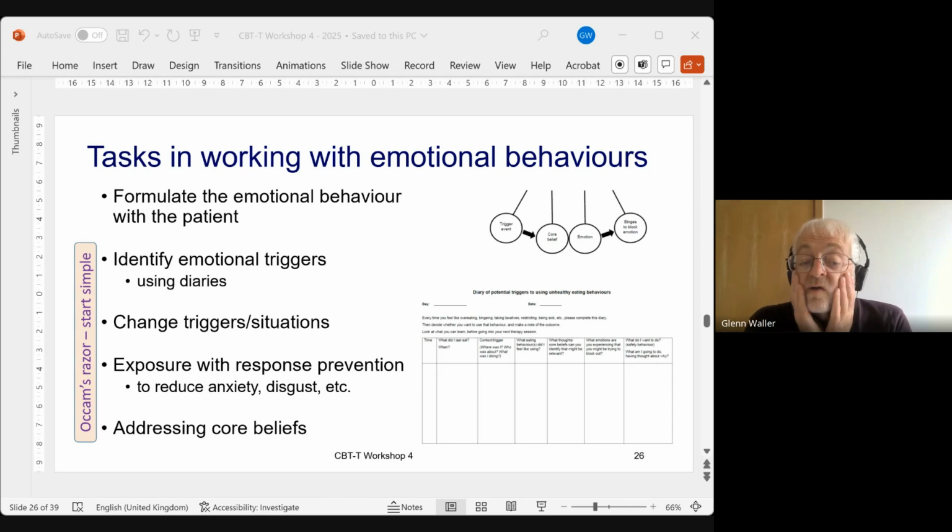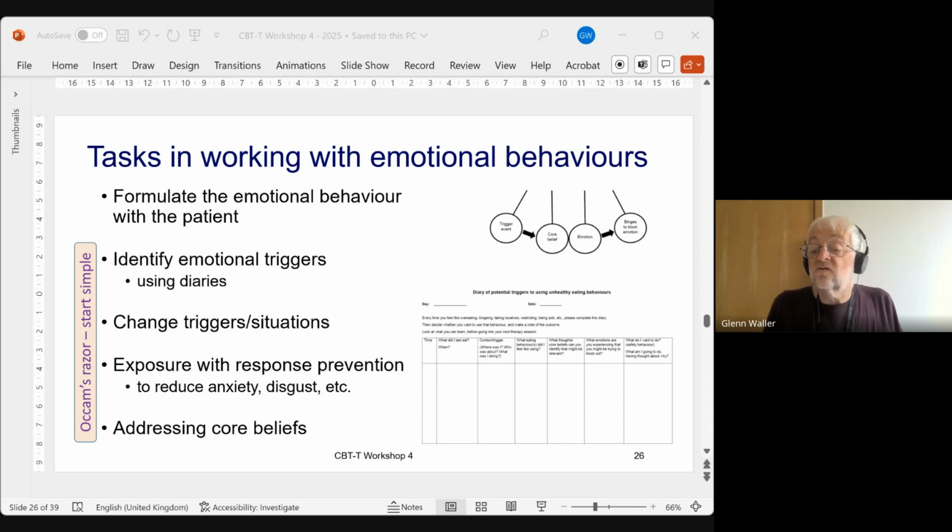Right, working with emotional behaviors. This is the stuff that's going to take this time and the first two thirds of next time. It starts out with formulating the emotional behavior, identifying the triggers, using diaries, then looking at ways of changing situations, looking at changing triggers so that they don't hit you in the same way, and then looking at emotional approaches more directly, one of which is going to be exposure.